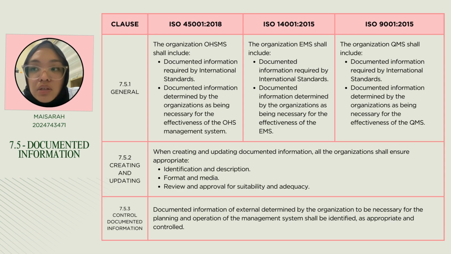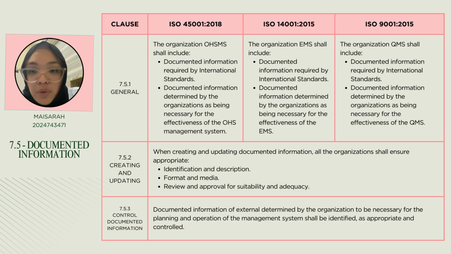For ISO 9001, the organization's quality management system should include documented information required by this international standard, and documented information determined by the organization as being necessary for the effectiveness of the quality management system. For 7.5.2, creating and updating, when creating and updating documented information, the organization should ensure appropriate identification and description, format and media, and review and approval for suitability and adequacy.